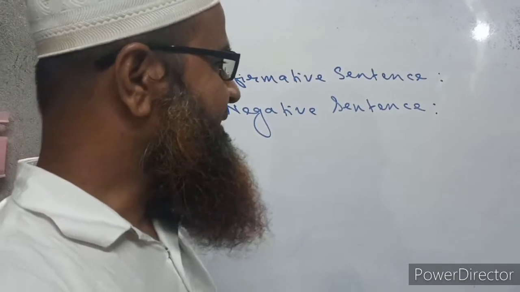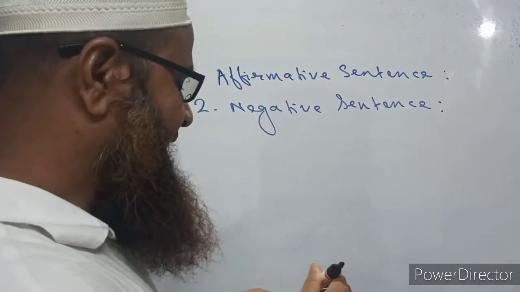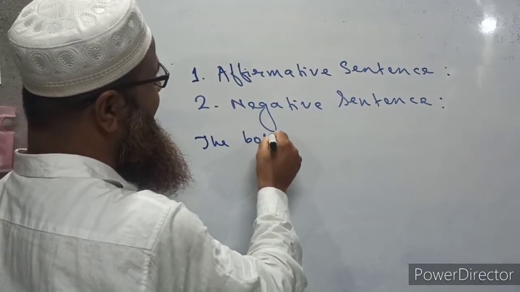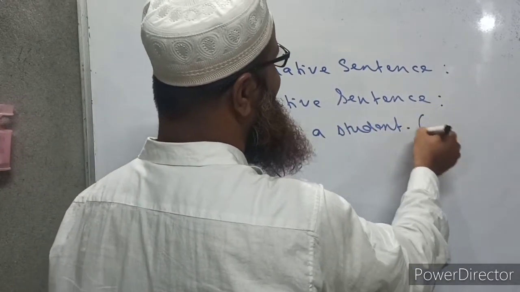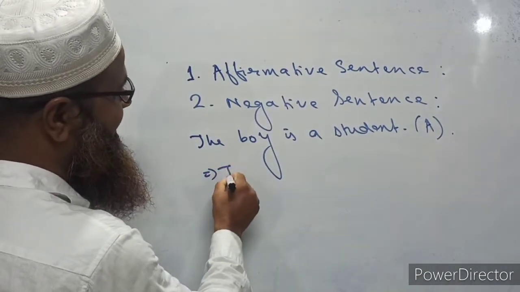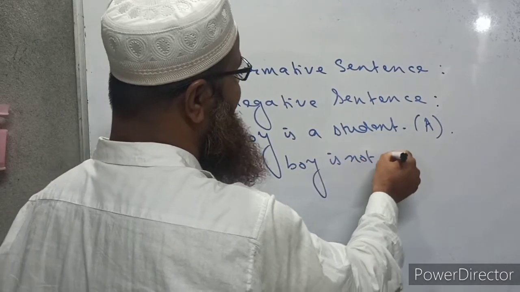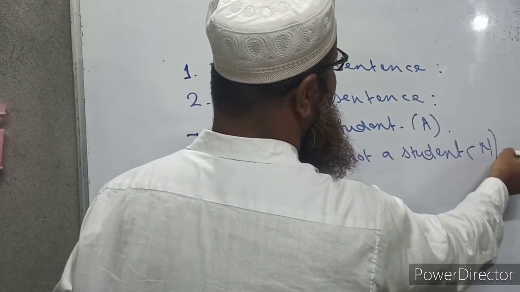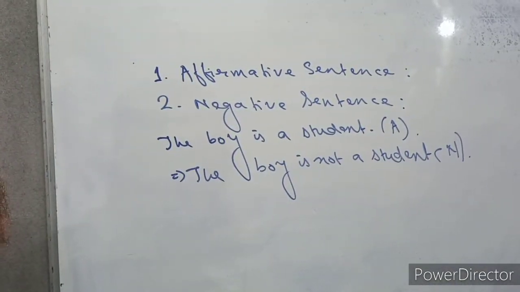We have discussed this before also. So here I write, the boy is a student. If we want to turn this into negative sentence, then we have to write, the boy is not a student. Is not a student. This will be a negative sentence.